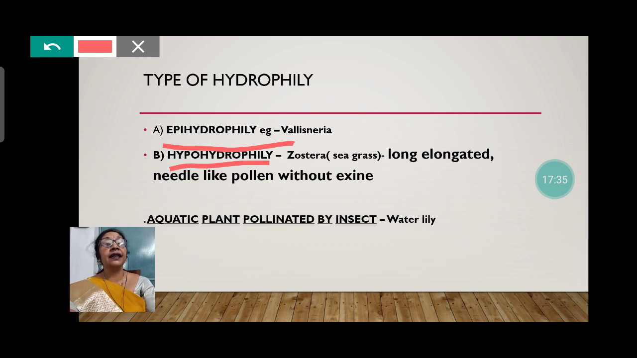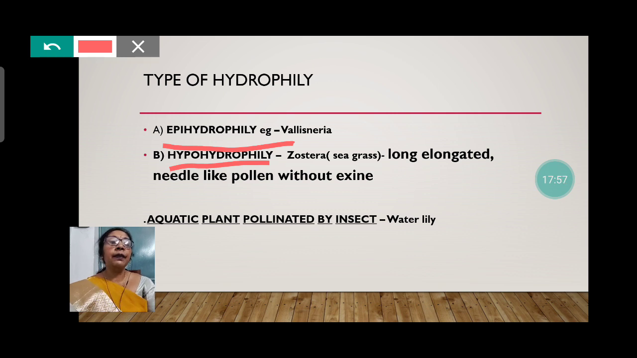I have discussed that it occurs inside the water, its pollen grains are long and ribbon shaped, and the stigma is also long. The long pollen grain coils around the stigma, and along with the coiling its pollination happens. Clear? It happens only inside the water. That's why it is hypohydrophily.